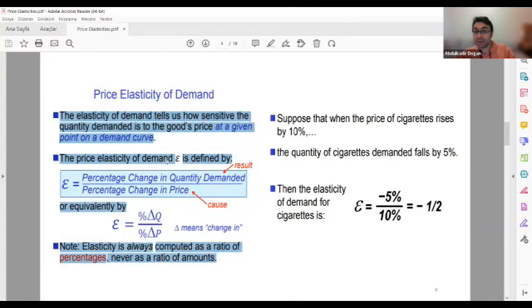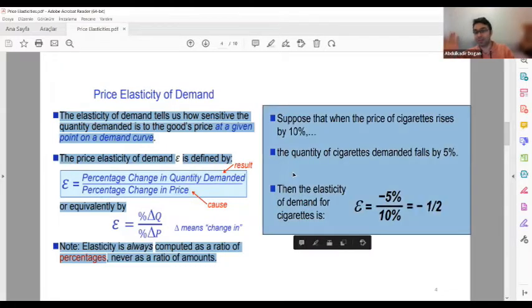The price elasticity of demand is defined by percentage change. Please try to memorize this word, not the basic delta change, percentage change in quantity demanded divided by percentage change in price. My question is this.